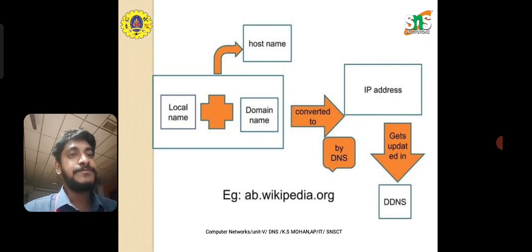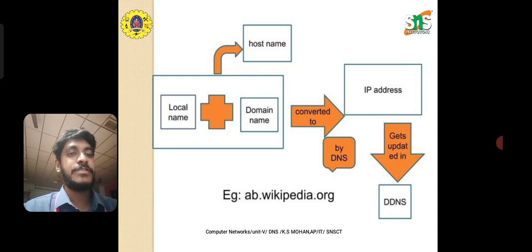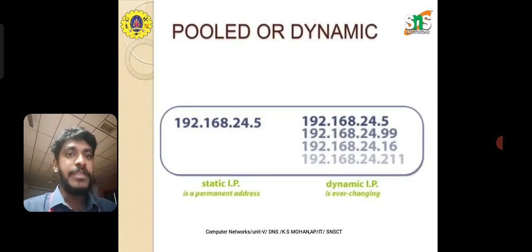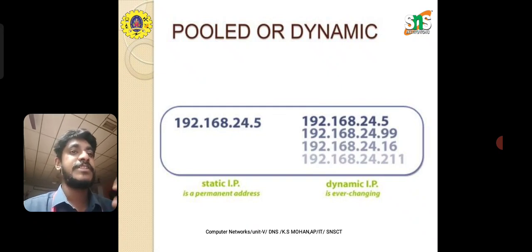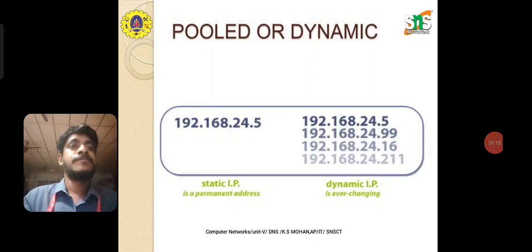DNS is present at the topmost here. The local name, domain name and host name are converted to an IP address, which gets updated in the DDNS by the DNS. Here we have static and dynamic: a static IP address is a permanent address, and a dynamic one is ever changing. So here, pooled and dynamic.